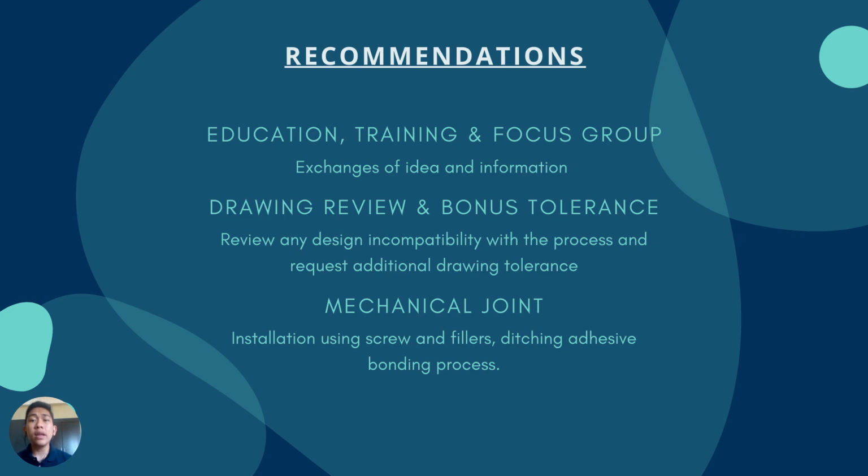The second one is drawing reviews and bonus tolerance. Review any design incompatibility with the process with the customers. In this case, RR, and request additional drawing tolerance, because sometimes the dimension is a bit sensitive, so you can get a non-conformance, an NG part. So it is best if you can come up with a common ground with the customers. The third one is the mechanical joint. We will install the puddle panel using screws and fillers, ditching the adhesive bonding process, so that we can achieve more while sacrificing less, right?